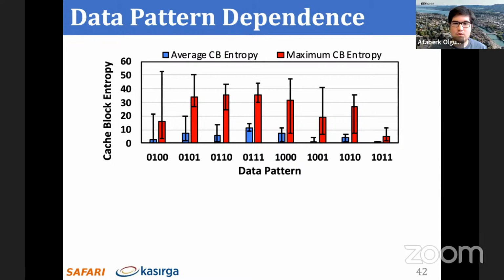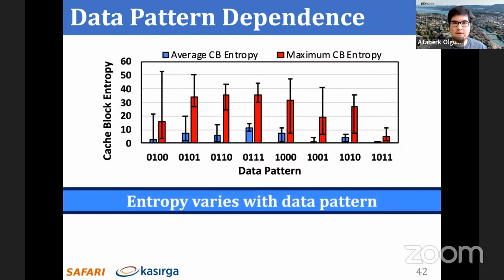These are averaged across all DRAM modules we test. And the error bars show the range of these values across all modules, where the upper tick indicates the maximum and the bottom tick indicates the minimum value. So you can notice that the maximum possible value for each cache block entropy is 512 because there are 512 bits in a cache block. We observe that the entropy varies with data patterns we use to initialize DRAM rows. We exclude the 8 other data patterns that cannot induce significant entropy on DRAM sense amplifiers from this figure.